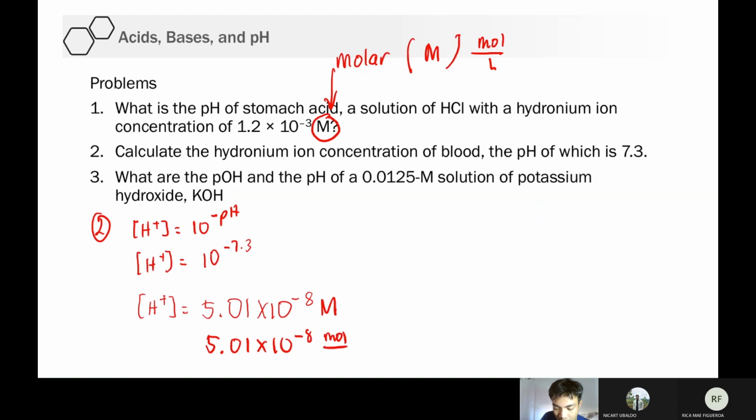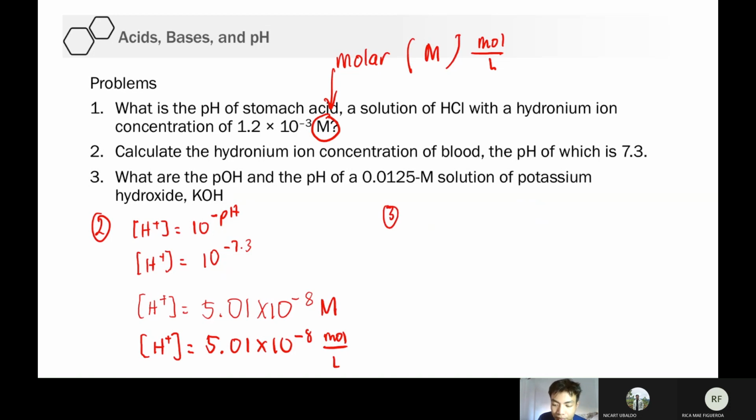So we can write that as this. Okay? So yan. So again, kapag pH, pOH, walang unit yan. Pero kapag concentration, kailangan may capital M, which means molarity. Pwede rin naman mole per liter. Okay? So ganun lang.